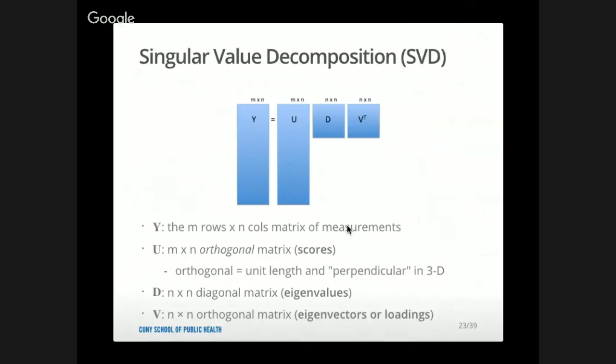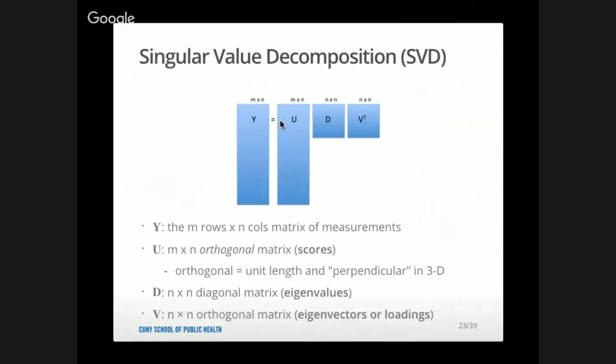Here it is, with each of these defined for you. Again, Y are our actual experimental measurements, which are being decomposed into these 3 matrices. U is again M by N, and this is an orthogonal matrix. Orthogonal means that these columns and the rows, in 3 dimensions, we would think of as being at right angles.